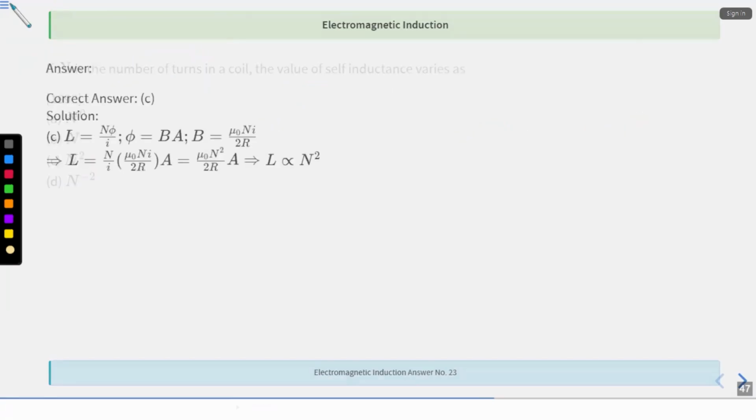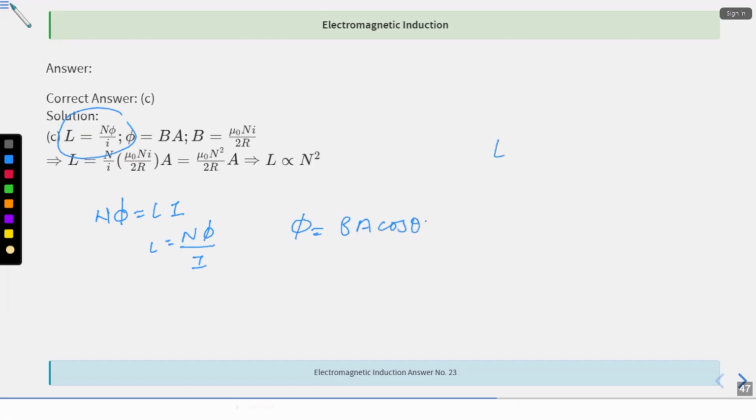Okay, so basically from here I can see phi is given by Li. For total flux, I need to multiply by number of turns. So from here, L is given by N phi by I. Okay. So phi is given by B into A into cos theta. So put the value of phi: N B A by I.